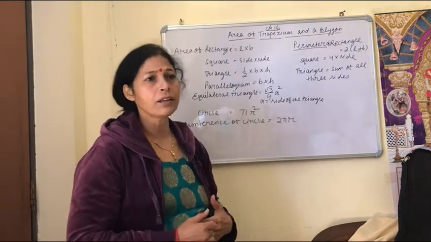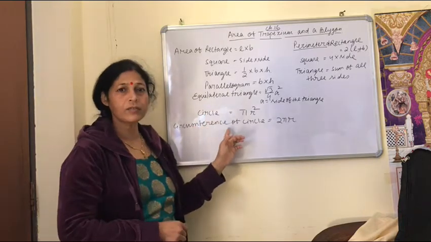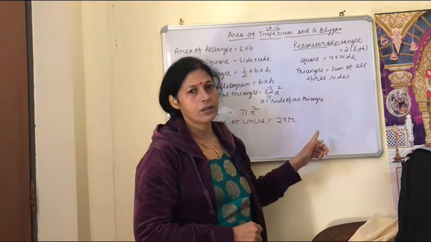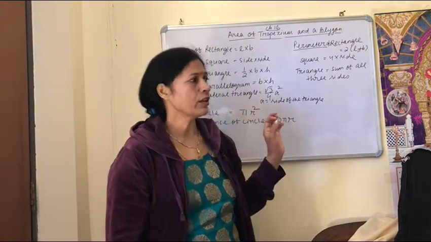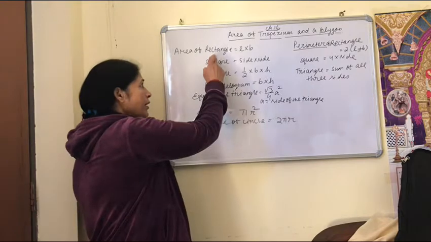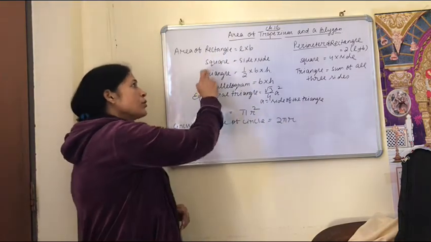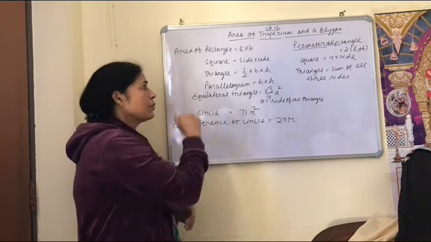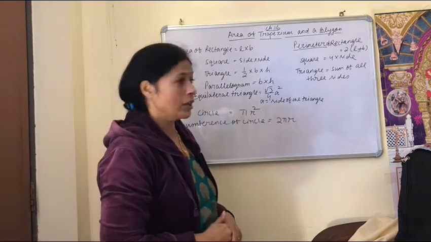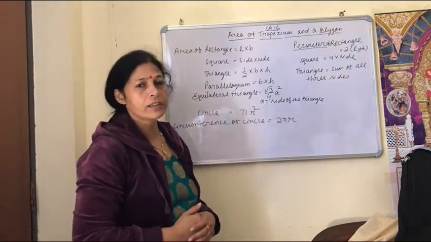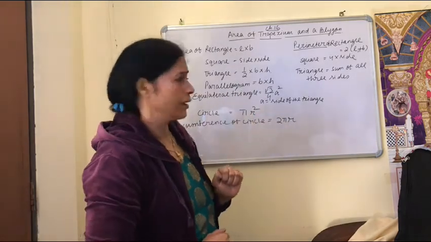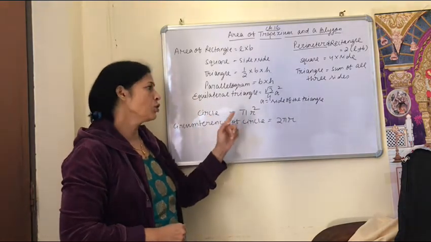In case of circle, we call it circumference. The circumference of circle, the formula is 2 pi r, where r is the radius and pi is 22 upon 7, or 3.14. Now, area of rectangle is length into breadth, area of square is side into side, area of triangle is half into base into height, area of parallelogram is base into height, and area of an equilateral triangle is root 3 by 4 a square, where a is the side of the triangle. Then area of the circle is pi r square.